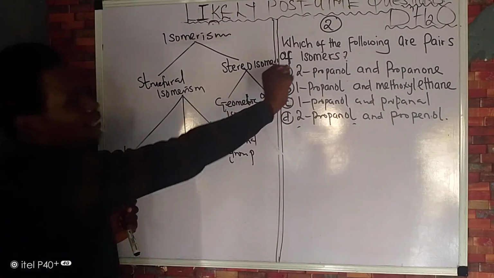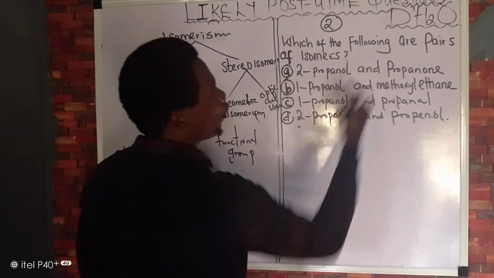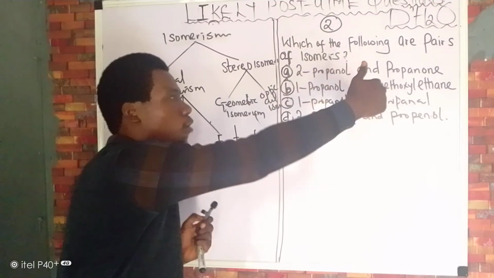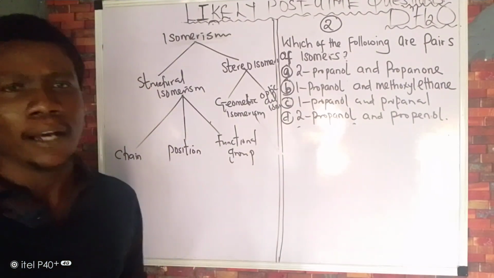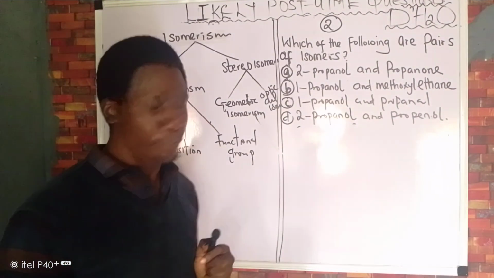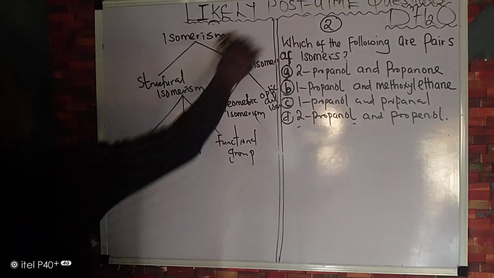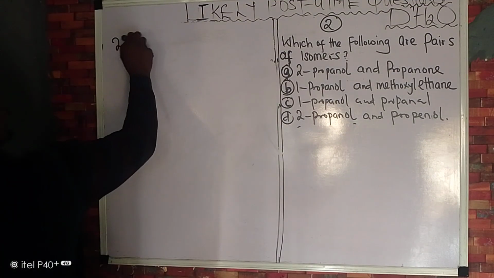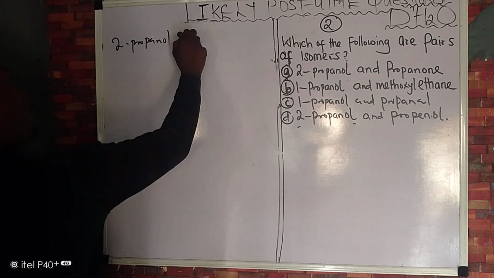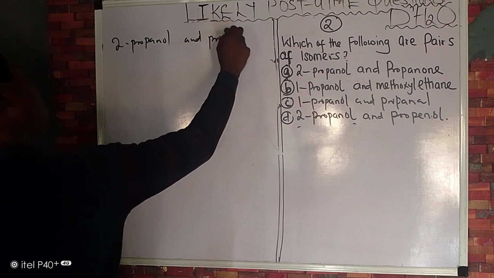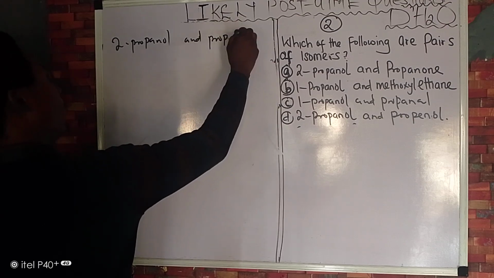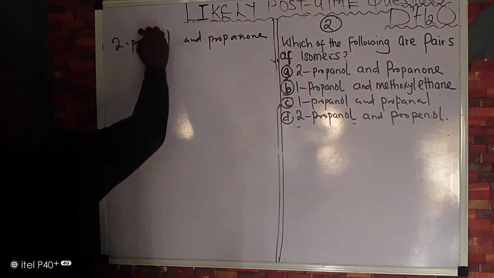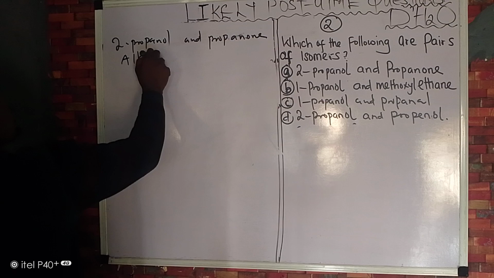Now, according to this question, which of the following are pairs of what isomers? Which of these two compounds have the same molecular formula but can be drawn in different possible ways? Okay, now let us do that quickly. Option A says 2-propanol and propanol. Remember, this is a member of alkanol.